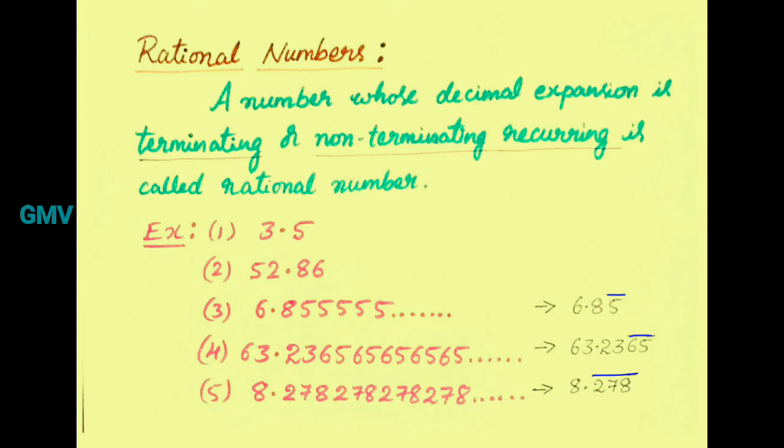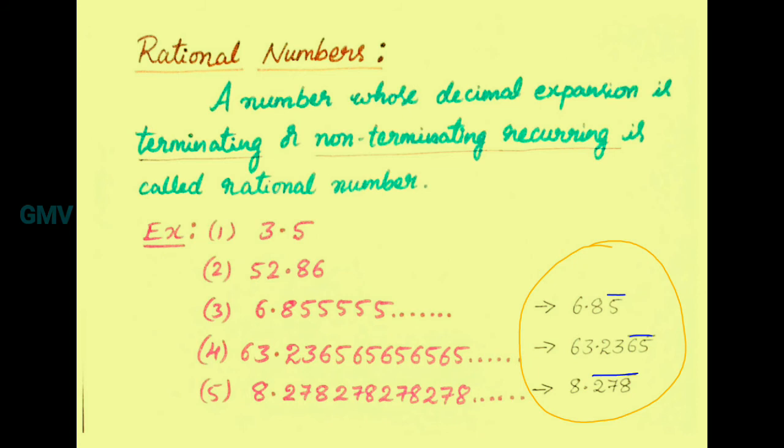To indicate the repeating term, instead of putting the dots, we can put a bar on that repeating term. We can read it as 6.85 bar, 63.2365 bar, 8.278 bar. The bar indicates that the digits below the bar are the repeating terms. Remember that the repeating term may contain 1 digit or 2 digits or 3 digits. It may contain many number of digits.